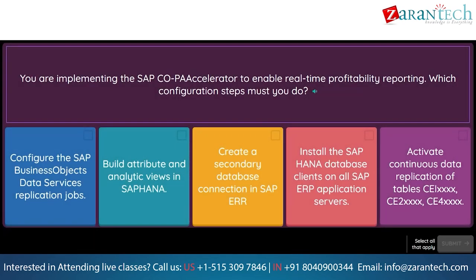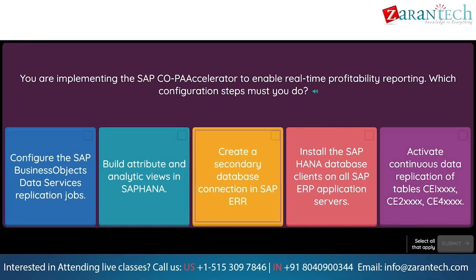Question: you are implementing the SAP COPA accelerator to enable real-time profitability reporting. Which configuration steps must you do? Option 1, configure the SAP Business Objects Data Services replication jobs. Option 2, build attribute and analytic views in SAP HANA. Option 3, create a secondary database connection in SAP ERP. Option 4, install the SAP HANA database clients on all SAP ERP application servers.